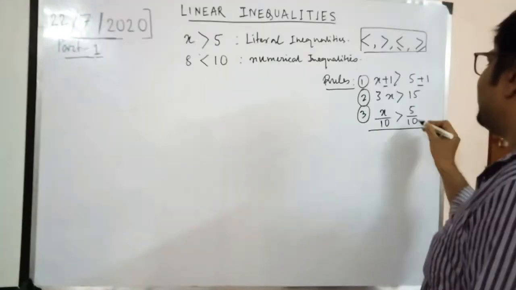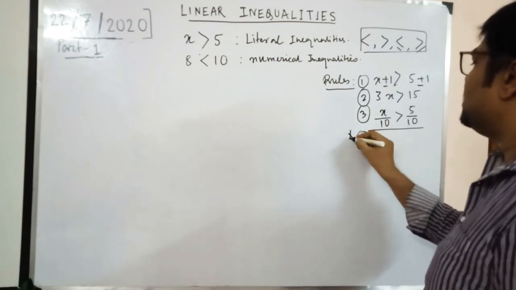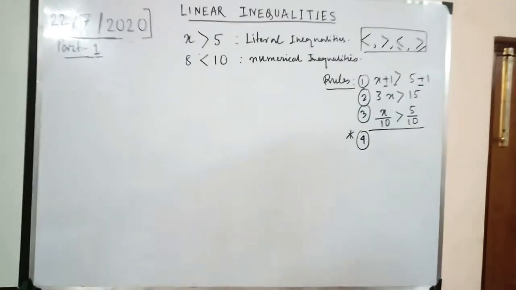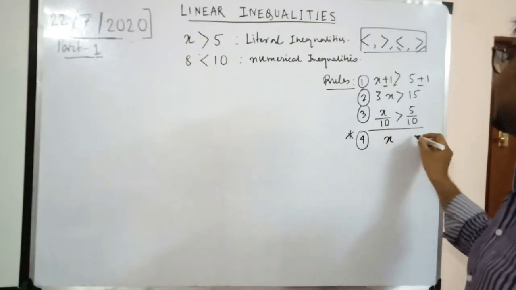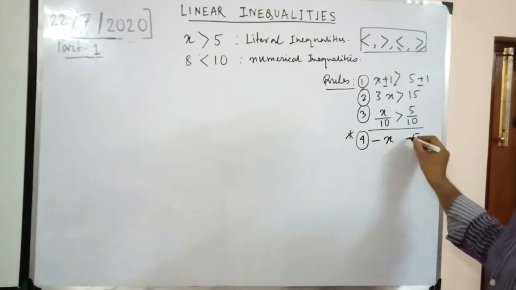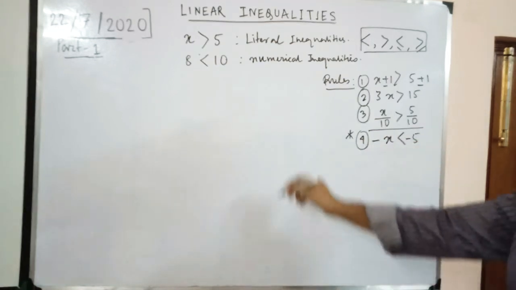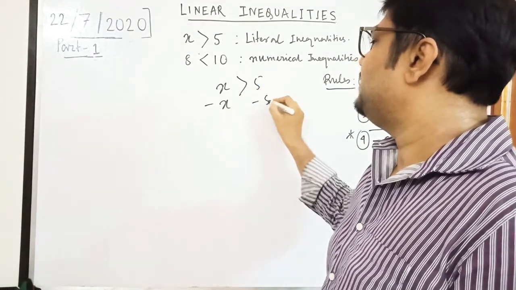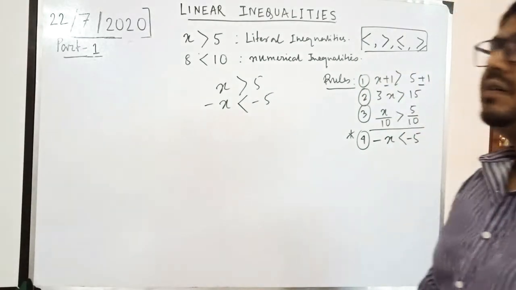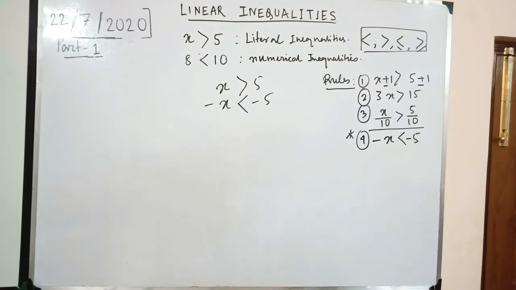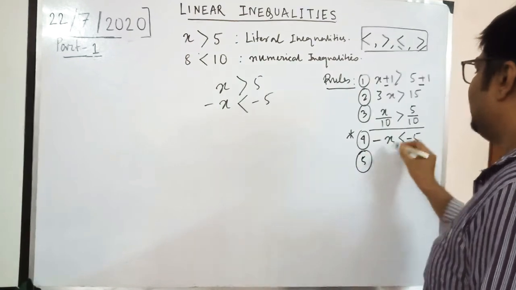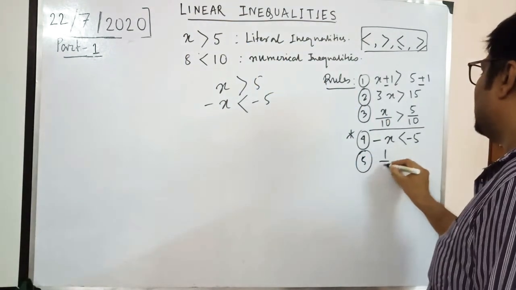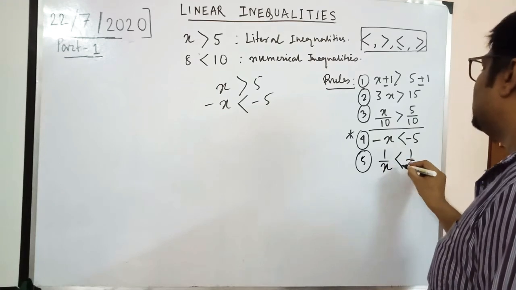So these are very predictable, easy rules, but most importantly, please remember that if you multiply with any negative number, that means if x and 5 are multiplied by minus, this sign will reverse. Look at it. x greater than 5, it's minus x and minus 5. If you multiply with minus, the inequality symbol will immediately reverse. If you take the reciprocal, 1 by x and 1 by 5, this thing is also reversed.